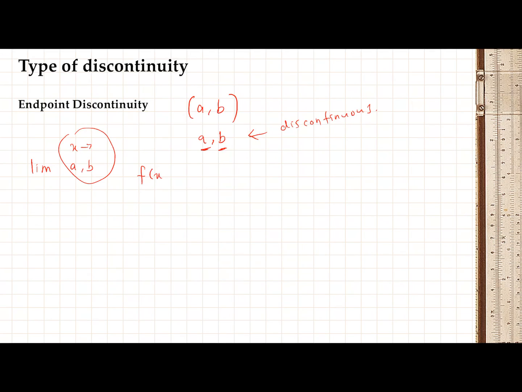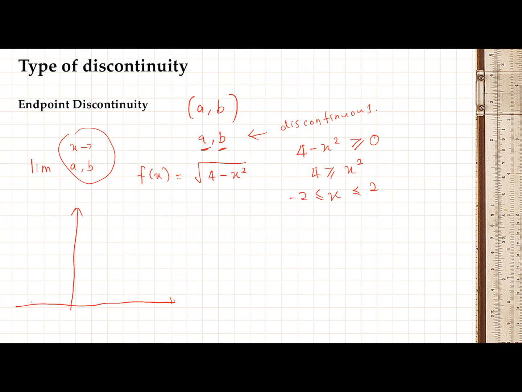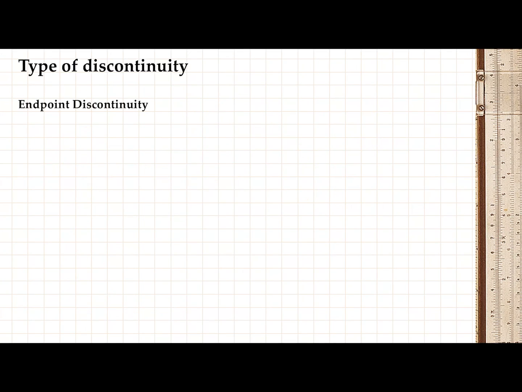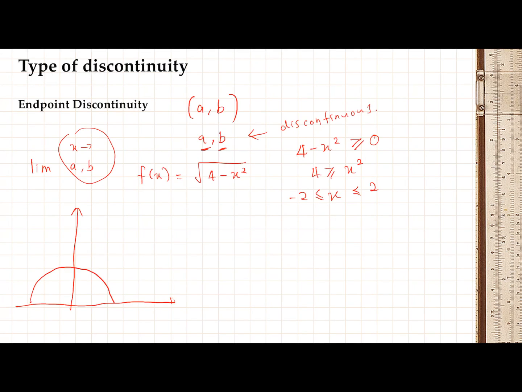Let's take a look at one example. Let's say we have f(x) defined by the square root of 4 minus x squared. We can try to find the domain. It's 4 minus x squared greater than or equal to 0. Then we have 4 greater than or equal to x squared, which means x is between negative 2 and 2. If we plot the graph, it looks something like this. This is 2 and this is negative 2.